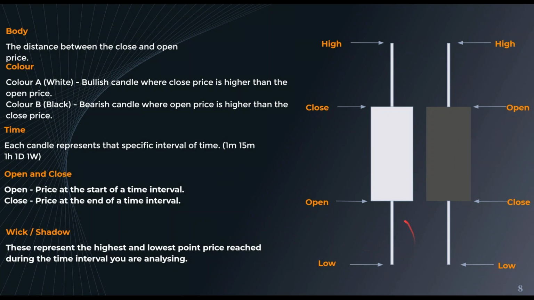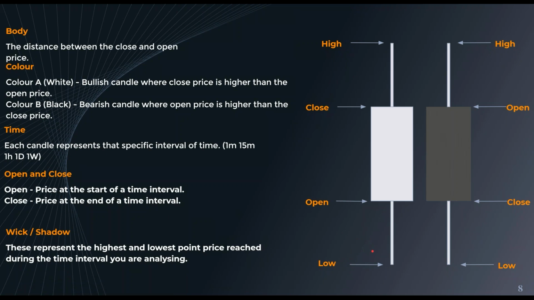Lastly, I'm sure you've all noticed these two tails poking out of the candles. Now these are referred to as wicks, shadows, tails. I normally call them wicks. And what they represent is the high and the low of the given time interval which we are analyzing.